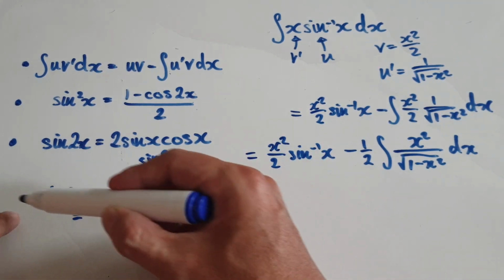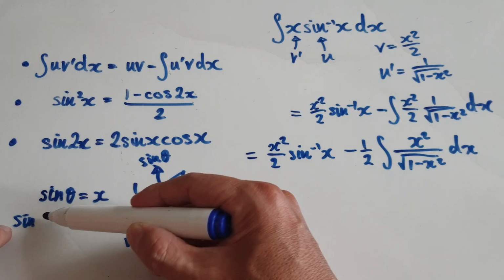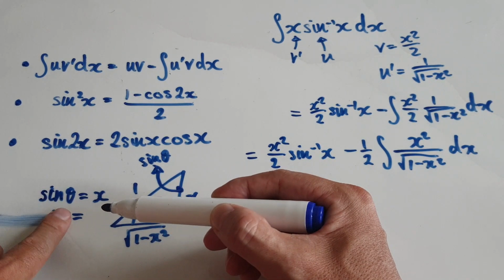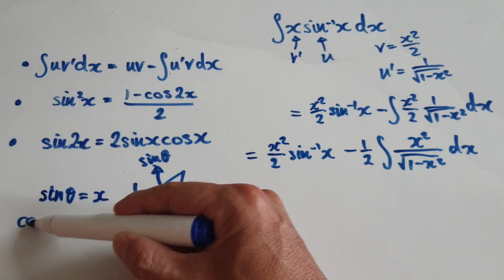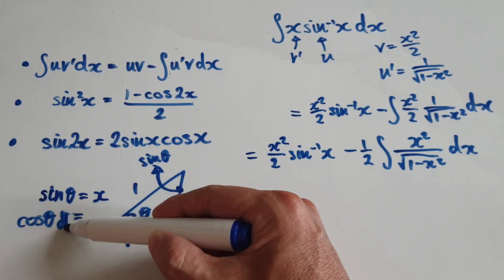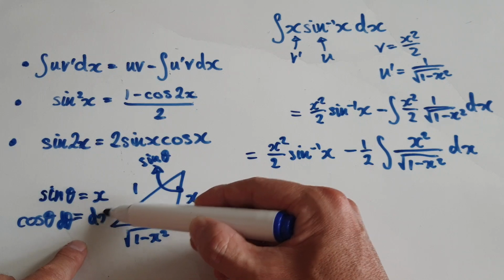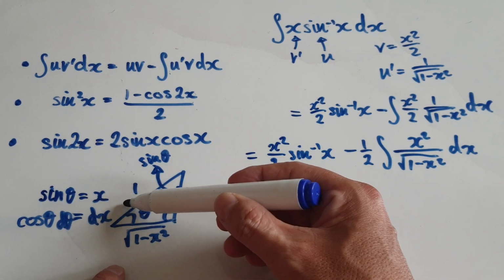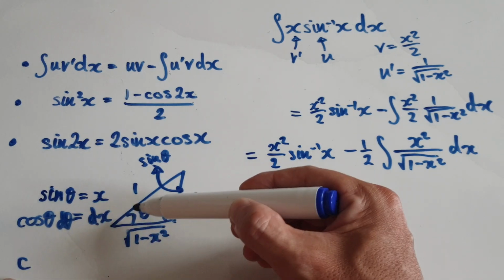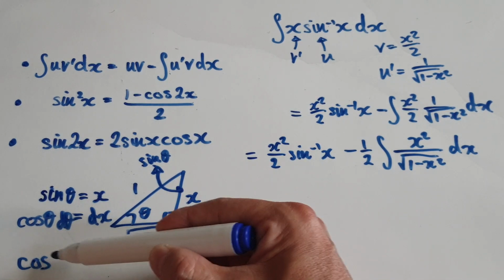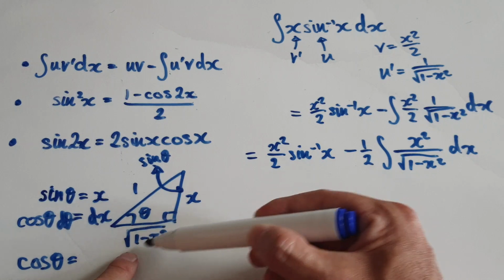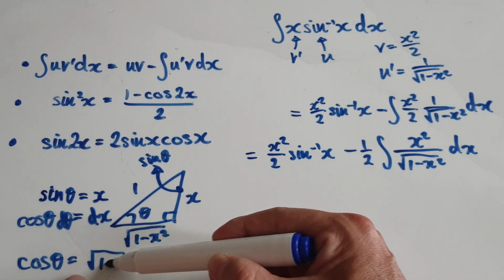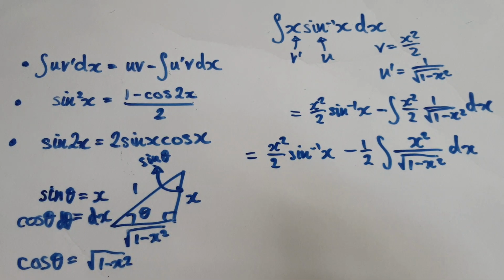Now take the differential of both sides. Differentiating, that would be cos theta d theta, and this will be dx. And this square root thing is really cos. If you look at this triangle, cos of the angle equals that square root thing over 1, so it will be root 1 minus x squared. Now we can substitute everything.